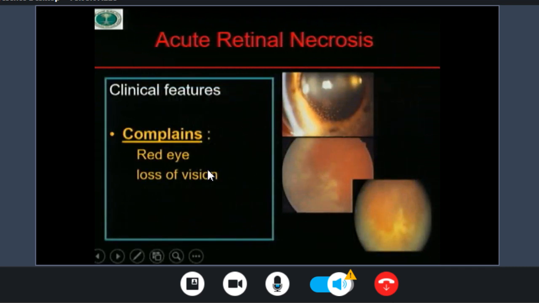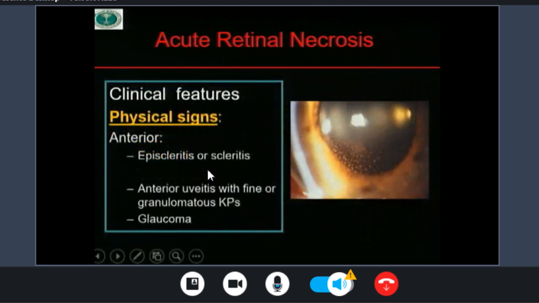Clinical feature: most of the patients might present with red eye and loss of vision. So two things together, the most important is loss of vision, so you have to dig in your history regarding the visual symptoms in that patient. Anteriorly, usually they have episcleritis or scleritis, sometimes anterior uveitis with fine or granulomatous KPs, as we see in this case, and might be associated with increased intraocular pressure.